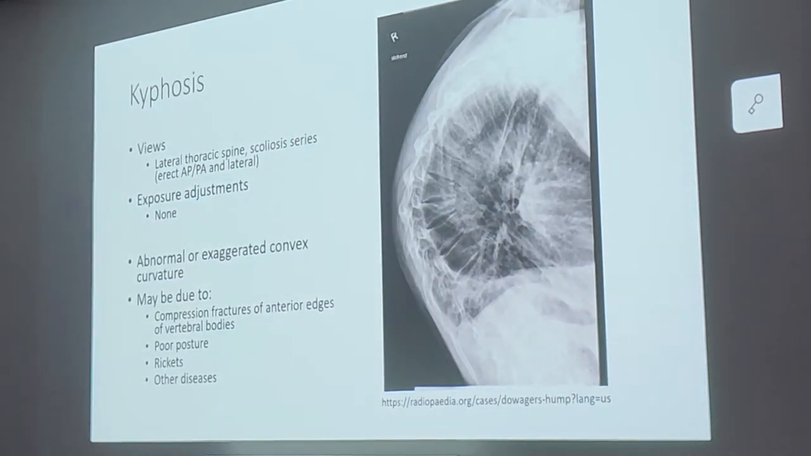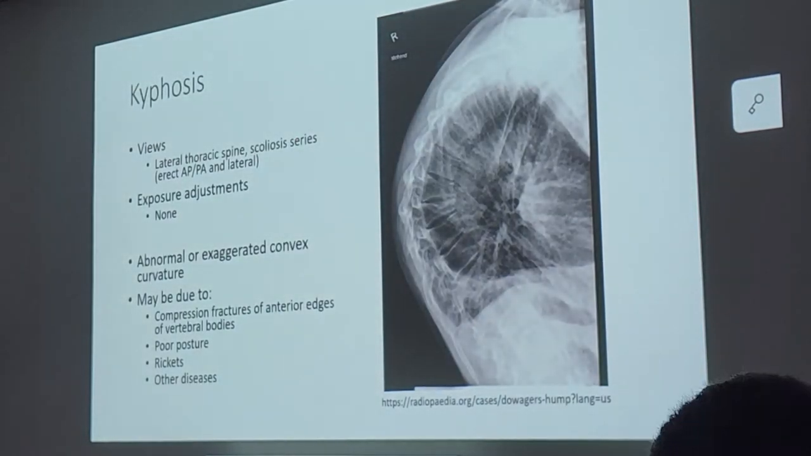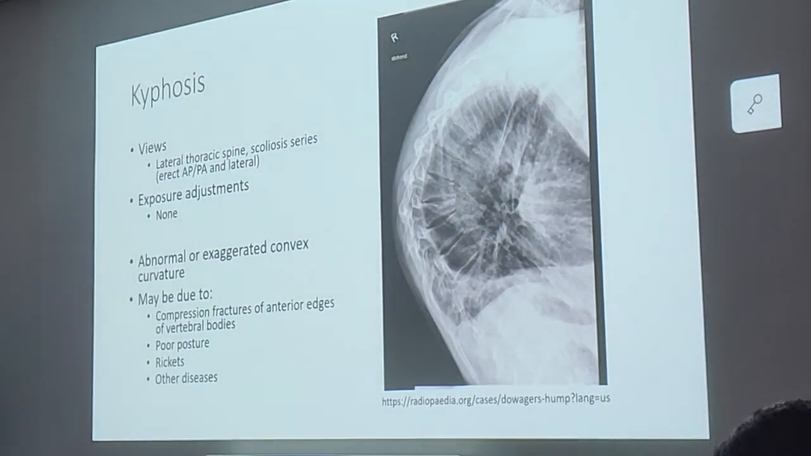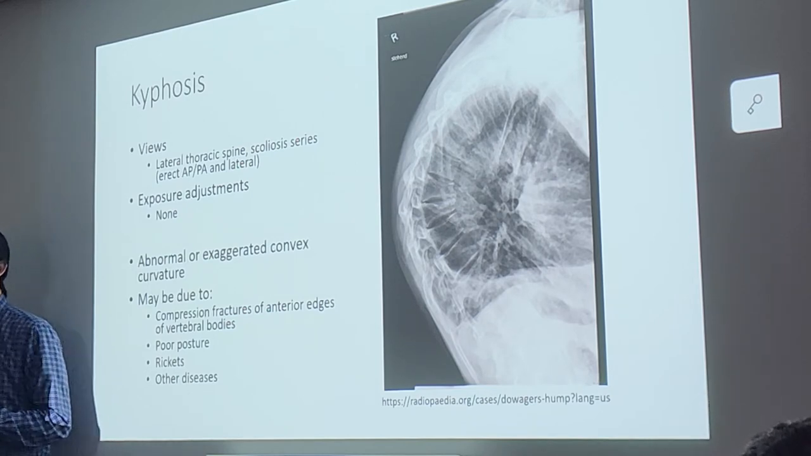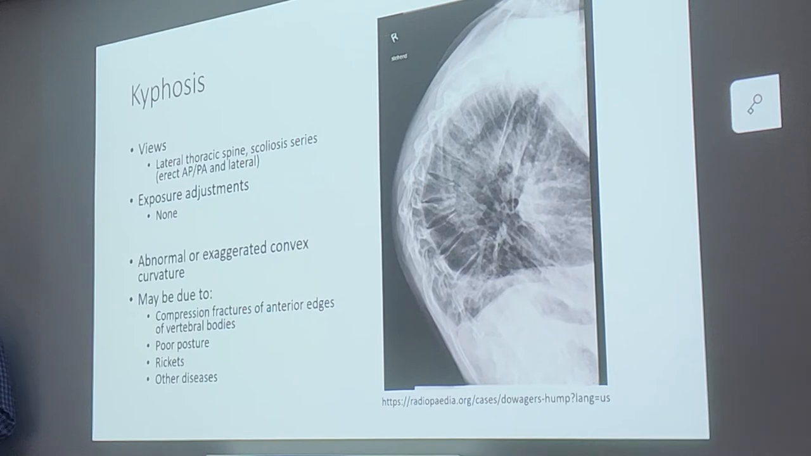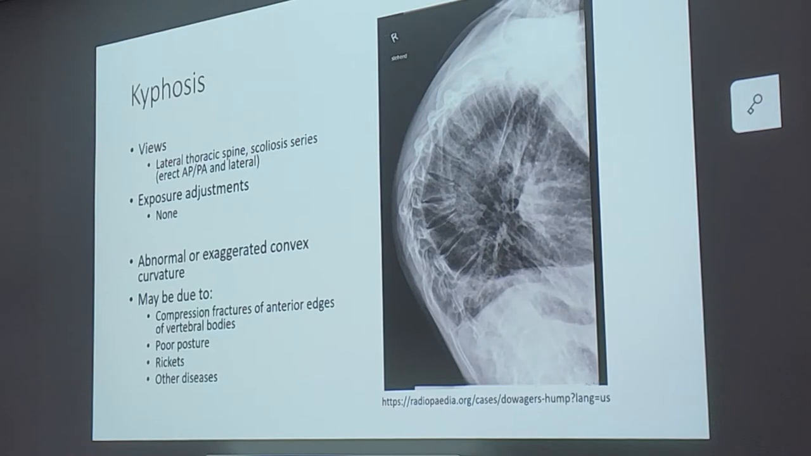So, next up, kyphosis. In which spine do we see kyphosis? T-spine. So which spine normally demonstrates kyphosis? C, T, L, S? Probably T. It's still T-spine. Yes.